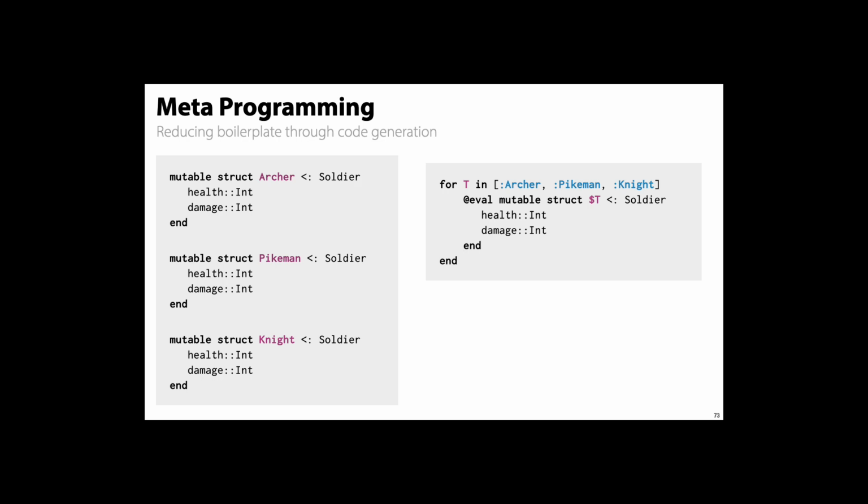So here we're actually creating a struct. And we're using the type name as a variable. So the first time around, we're defining a mutable struct named archer. Second time around, one named pikeman, and so on. So you can do stuff like this to cut down on the boilerplate that you would get from maybe not supporting inheritance.